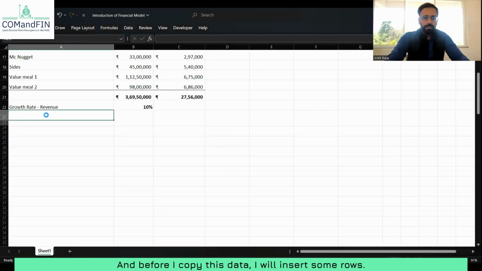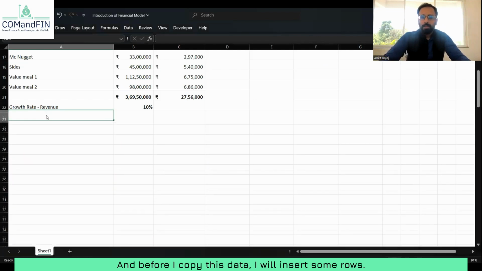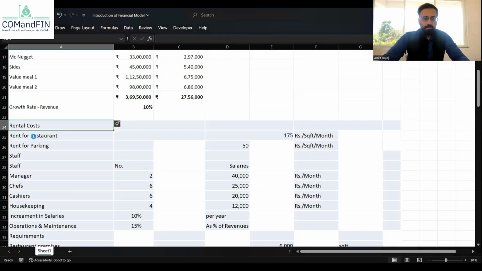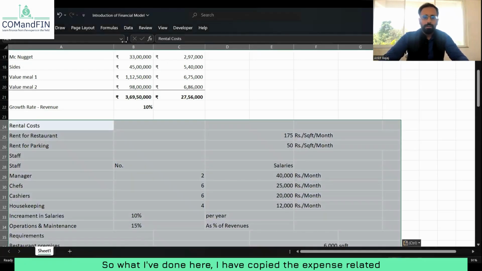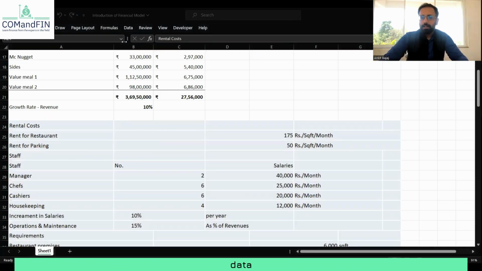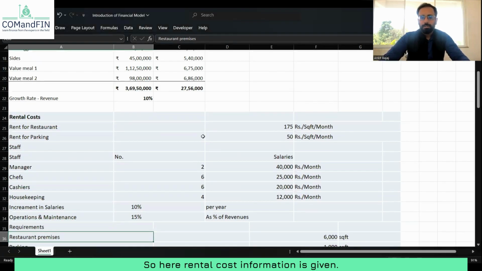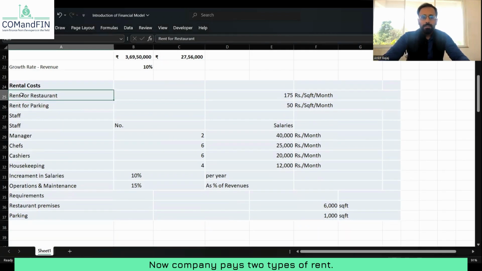And before I copy this data, I will insert some rows, right? So let me copy this data here. So what I've done here, I have copied the expense related data into the Excel sheet. Now, if you see what information is here. So here, rental cost information is given. Now, company pays two types of rent. One is rent for restaurant and second is rent for parking.